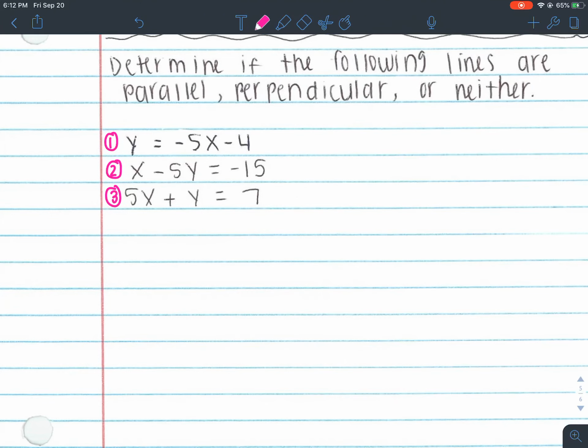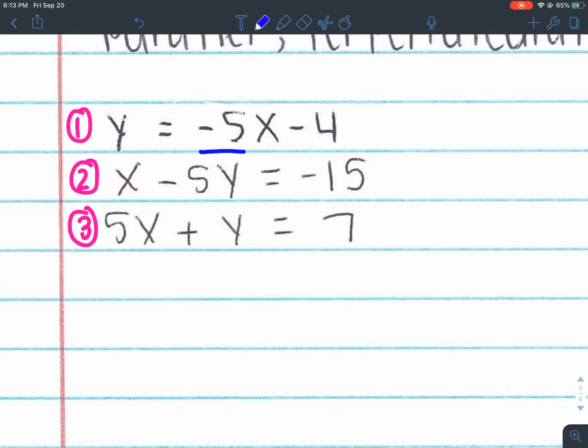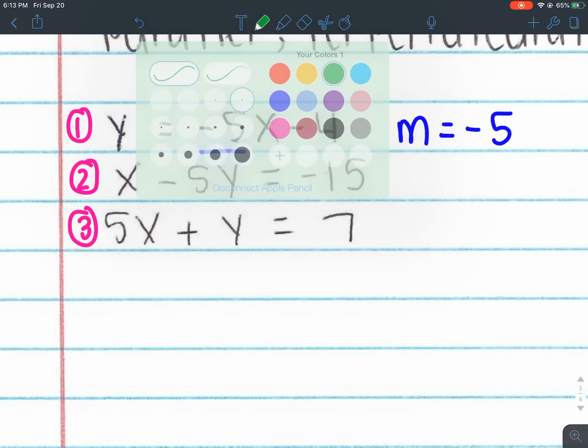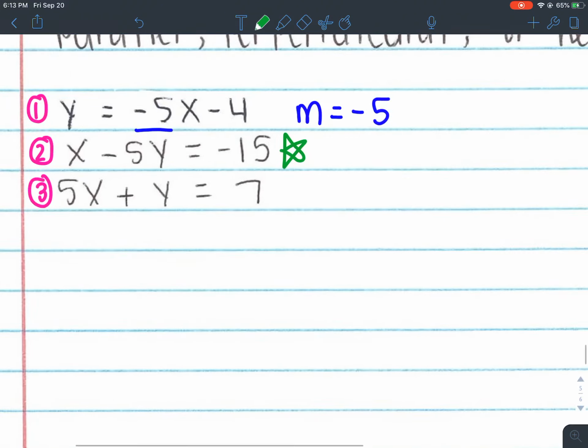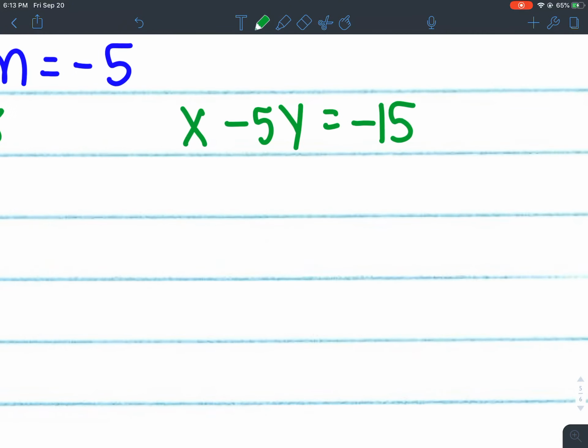Now we always want to compare if lines are parallel, perpendicular, or neither by looking at the slopes. So number 1, it is very evident to me what my slope is. It's -5 because it's already in y equals mx plus b form. However, the second line, number 2, is not in slope-intercept form. So I'm going to begin the process of making it slope-intercept. So I'm going to copy it over here. Okay, I'm going to begin the process of putting it in slope-intercept form, and y by itself. So the first thing I'm going to do is subtract x on both sides.